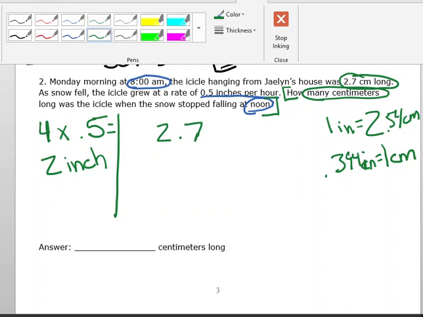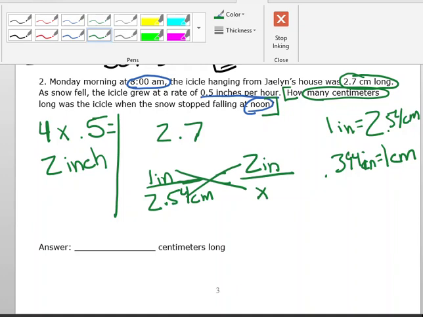And I want to convert my inches to centimeters. All right, so I'm going to do 1 inch over 2.54 centimeters is equal to 2 inches over x. My units are lined up. I'm going to go ahead and cross multiply.